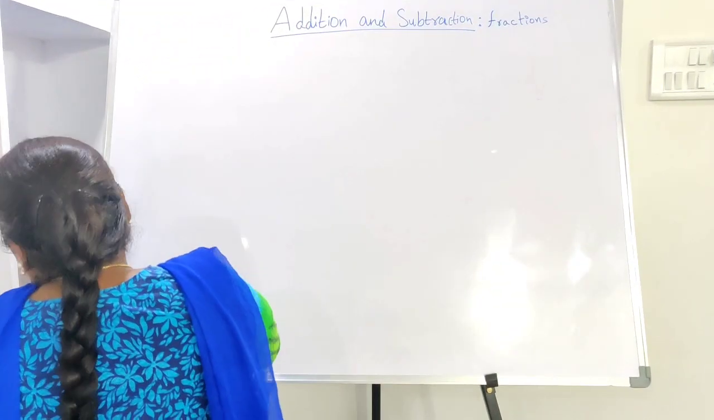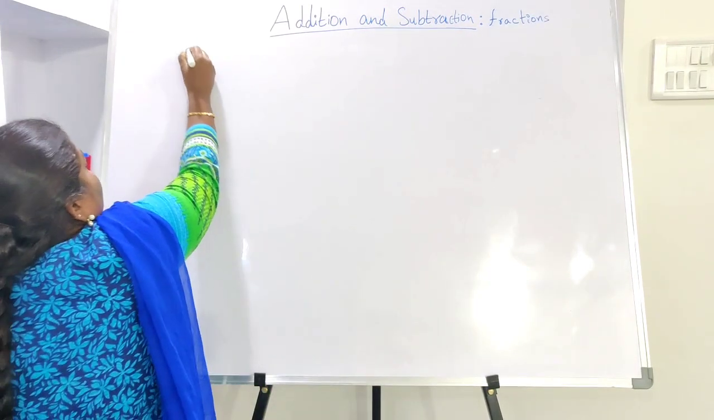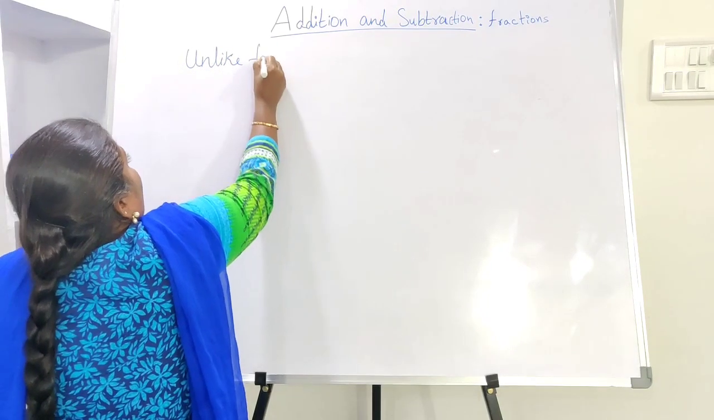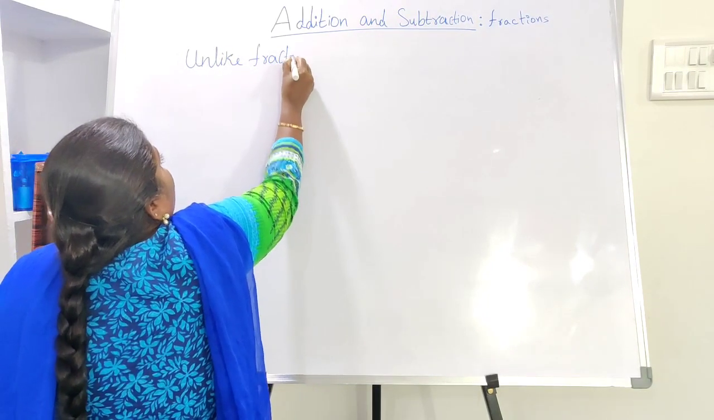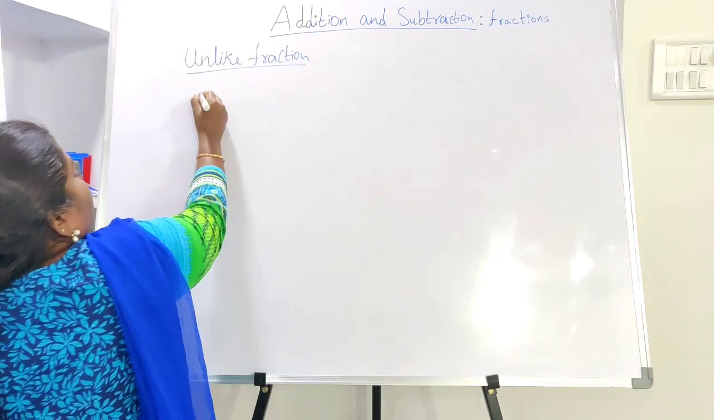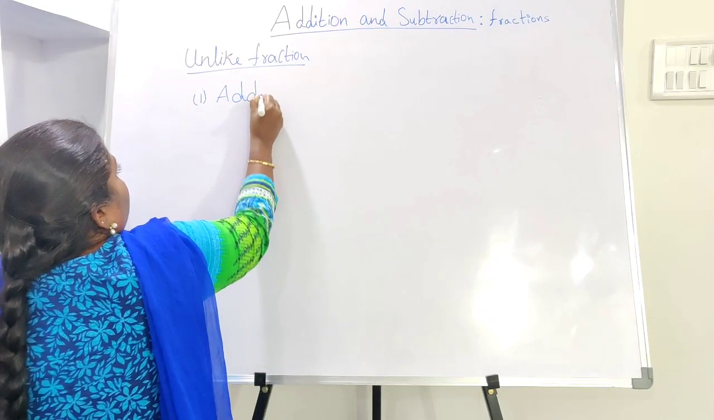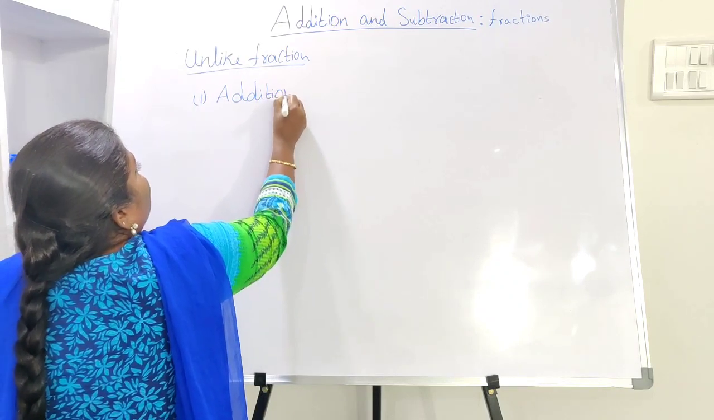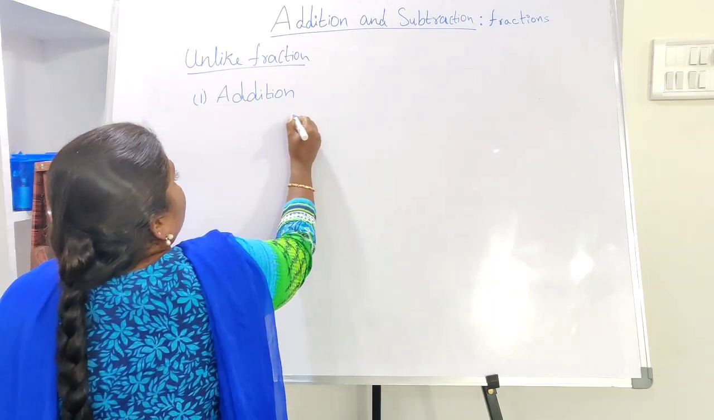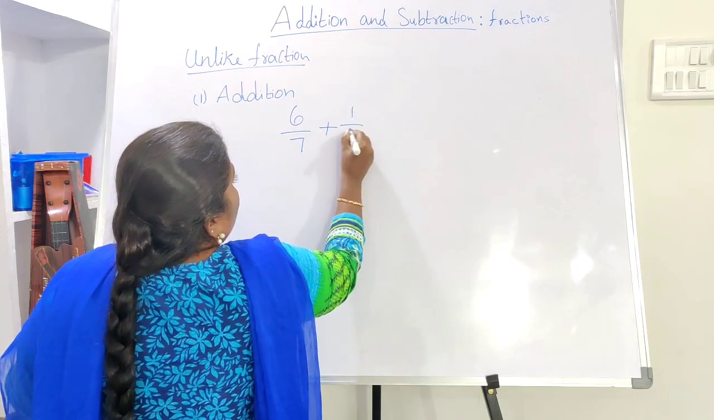Now we'll be learning about the addition and subtraction of unlike fraction. Unlike fraction is nothing but fractions having different denominators. First I am going to explain addition. This is a little bit different from the like fraction. Let me explain with 6 by 7 plus 1 by 2.